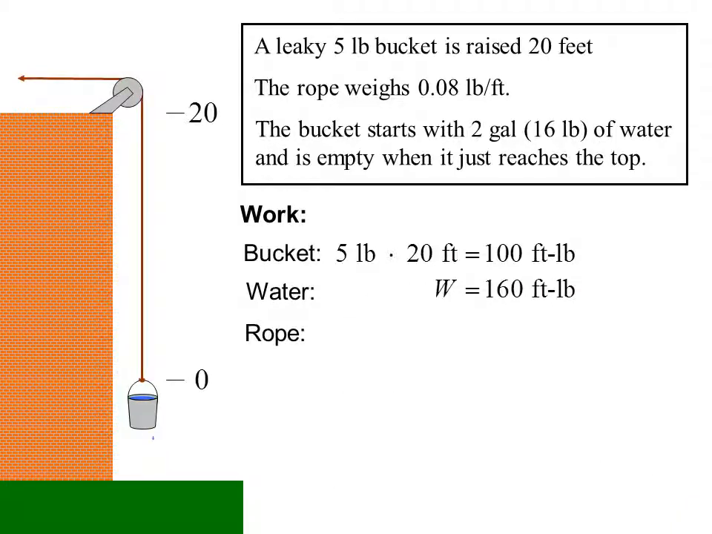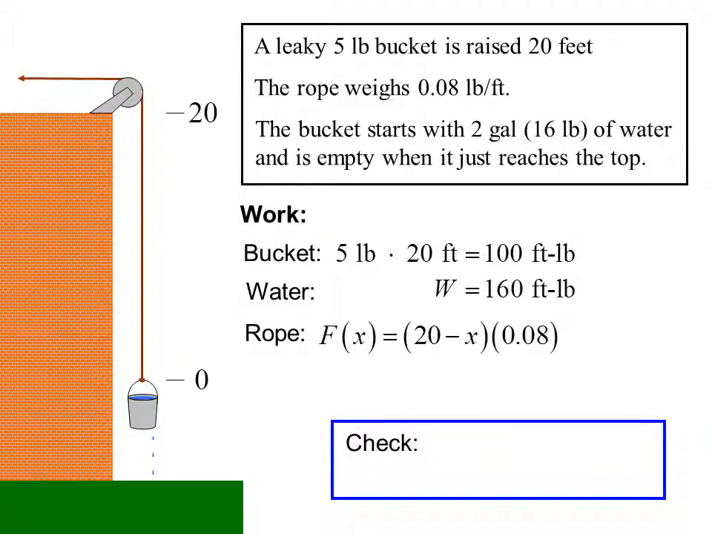Now for the rope. Force of the rope is not constant either. We have f of x equals (20 minus x) times 0.08. 20 minus x would give us the length of the remaining rope, and 0.08 gives us the weight per foot. Quick check here. At x equals 0, the force is 1.6 pounds, which is the entire weight of the rope. At x equals 20, the force would be 0.